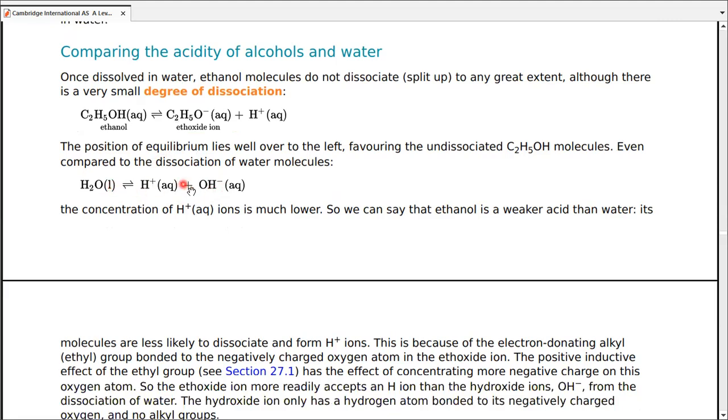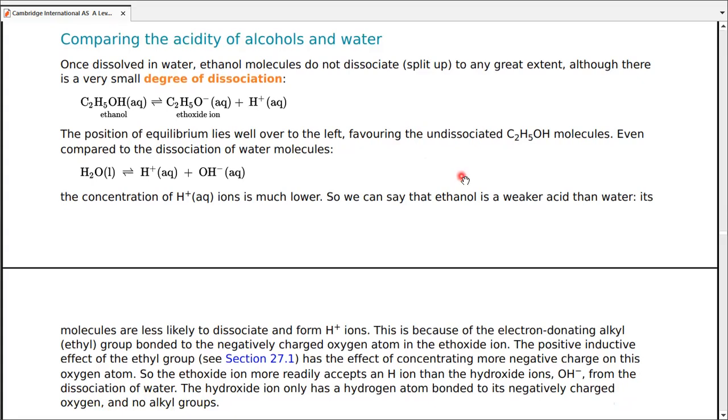In case of water, water decomposes as H and OH. The concentration of H positive ions is much lower. We can say that ethanol is a weaker acid than water, which means the capability of ethanol for donating a proton is even much less than water. Then there must be a very good explanation for it, hence the whole paragraph up next.